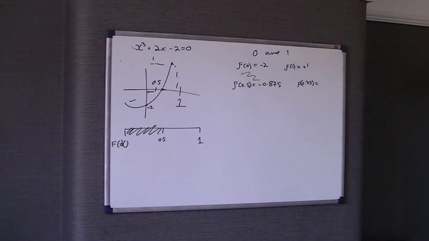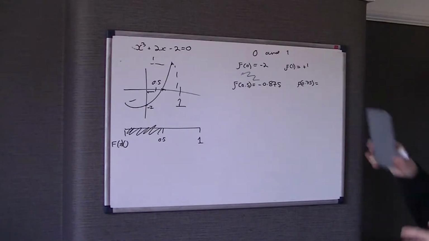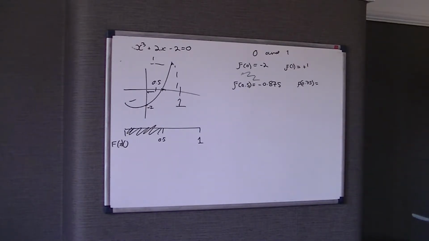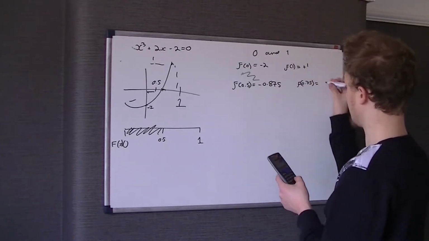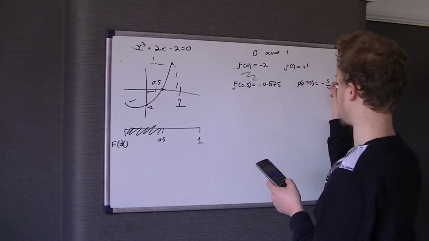You put 0.75 into that equation, so it's 0.75 cubed plus 2 times 0.75, or plus 1.5, take 2. It gets you an answer of negative 5 over 64. So basically it gets you a negative number.